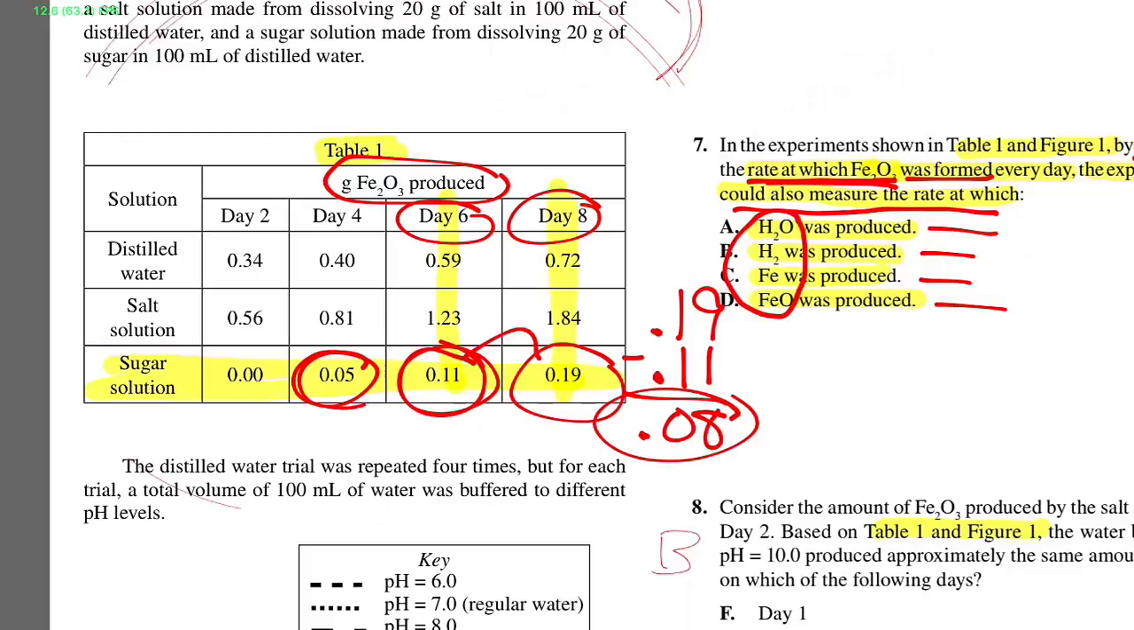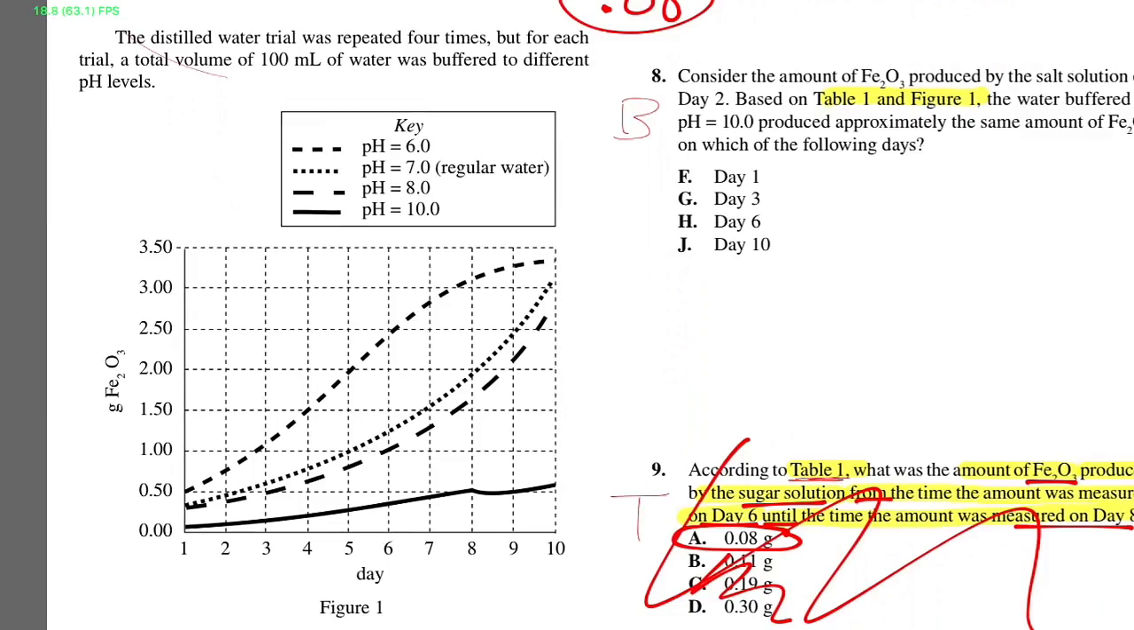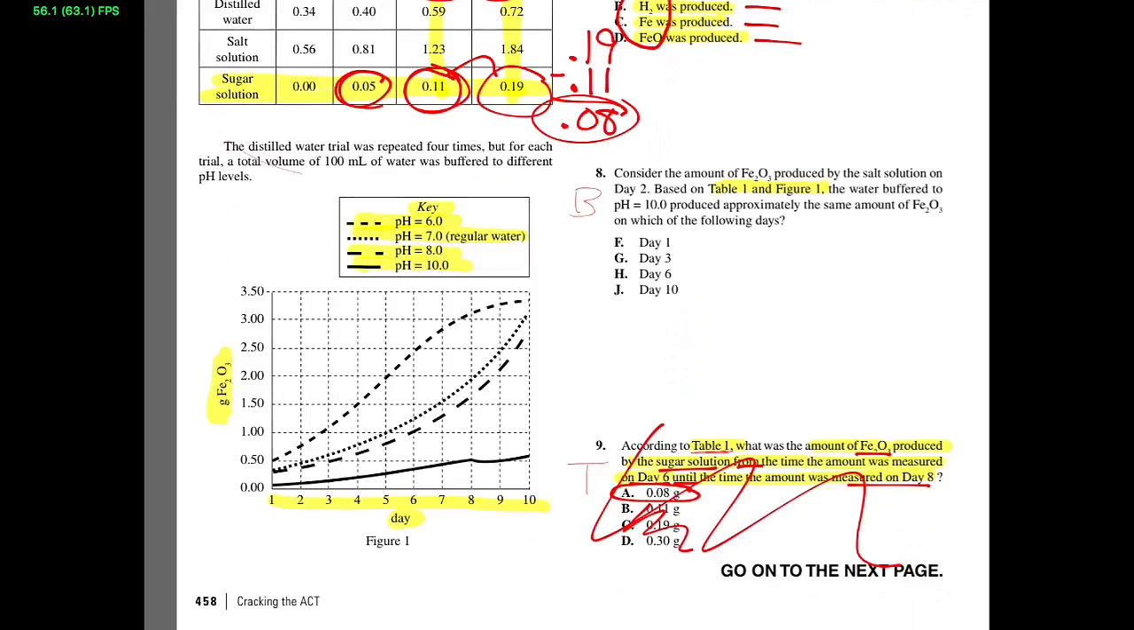So then I would go on to figure 1. In figure 1, it does talk about the amount of rust that's produced over time. So another thing that you really want to do is make sure that you are paying close attention to your terms. And then they're giving us different pHs, or how acidic the water is. So that's not really telling us anything either.